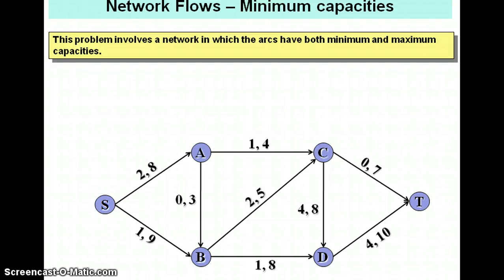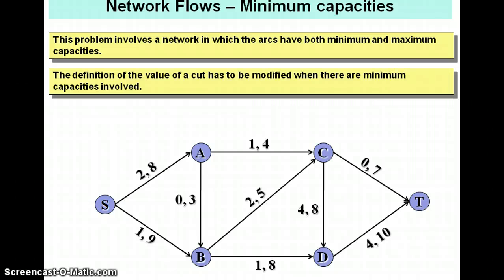This video looks at network flow problems where we have minimum capacities on the arcs. So you can see here we have two numbers instead of the usual one. The second number is the normal number, the one that shows us the capacity that can flow through the arc. But the first number indicates a minimum, so there is a minimum flow. So with previous networks we've been able to assume that we can have zero flowing through an arc. Here we have minimums that aren't always zero.